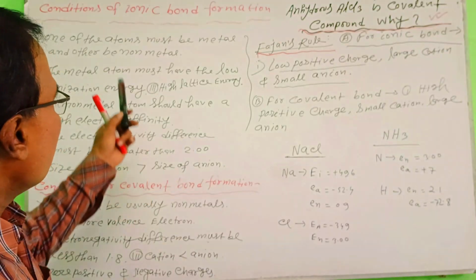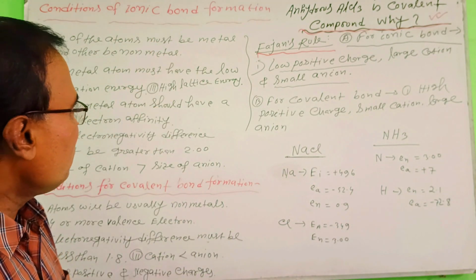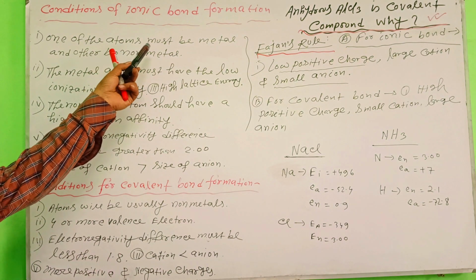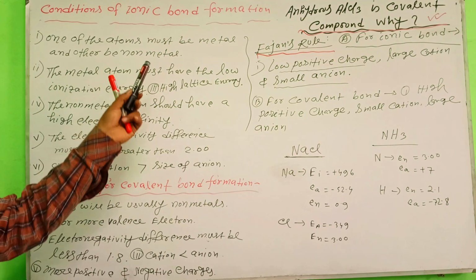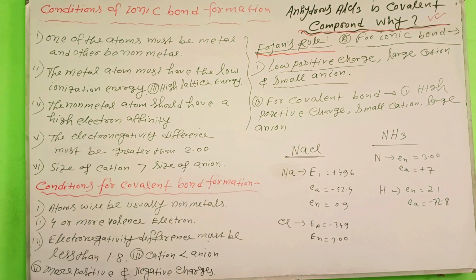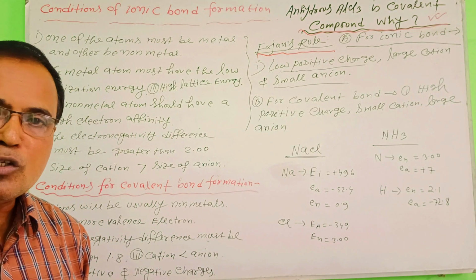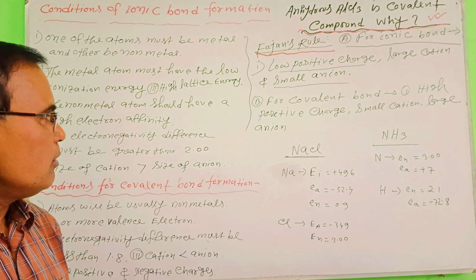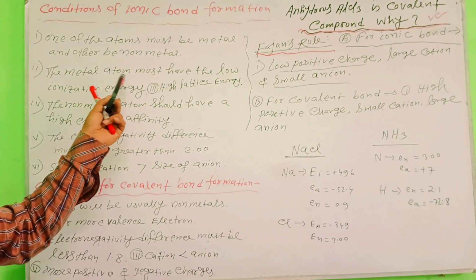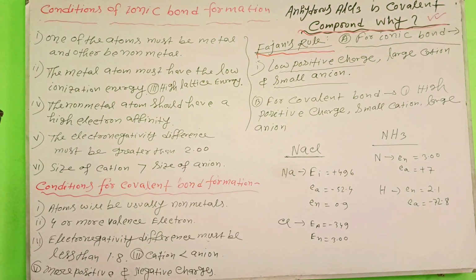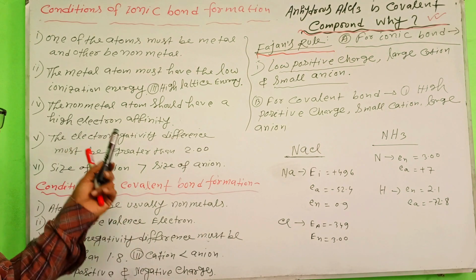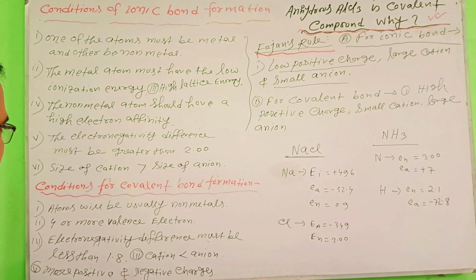Let's see the conditions of ionic bond formation. One of the atoms must be a metal and the other a non-metal. That means ionic bond is possible between atoms of a metal and a non-metal. Second point, the metal atom must have low ionization energy. Third point is high lattice energy. Fourth point is the non-metal atom should have a high electron affinity.